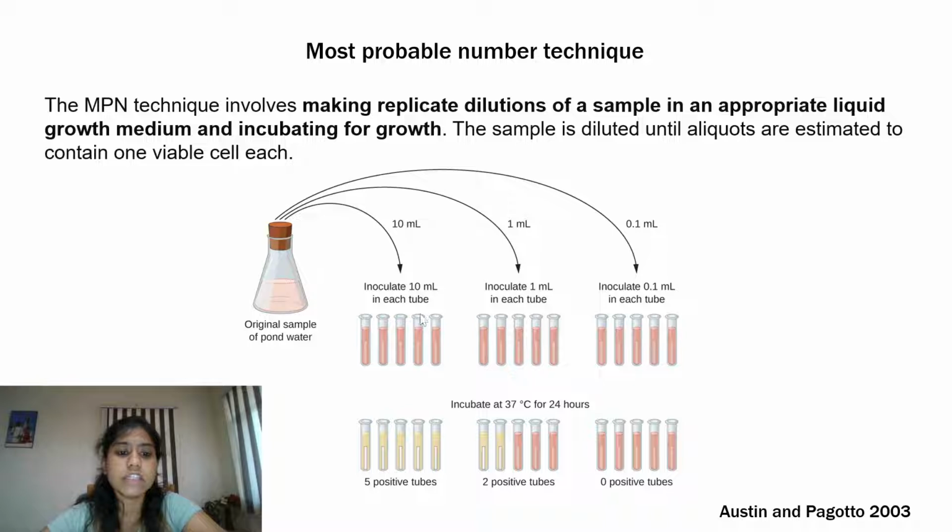Original sample. So here the example shown is an original sample of pond water. This could be a soil suspension or any environmental sample. From this main culture, it is serially diluted: 10 ml, then 1 ml, and then 0.1 ml. So we first add 10 ml to each of these tubes, and from this we take 1 ml and add 1 ml to each of these tubes, and 0.1 ml and so on, and we make up the volume with whatever liquid media we are using, and we incubate them at 37 degrees Celsius.